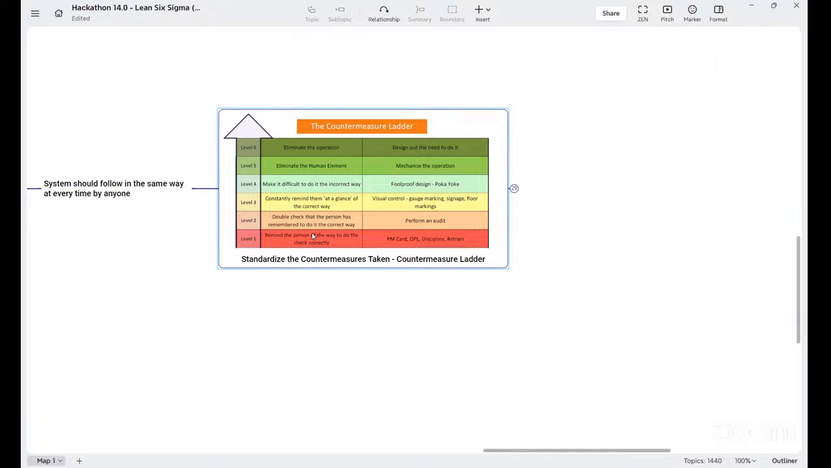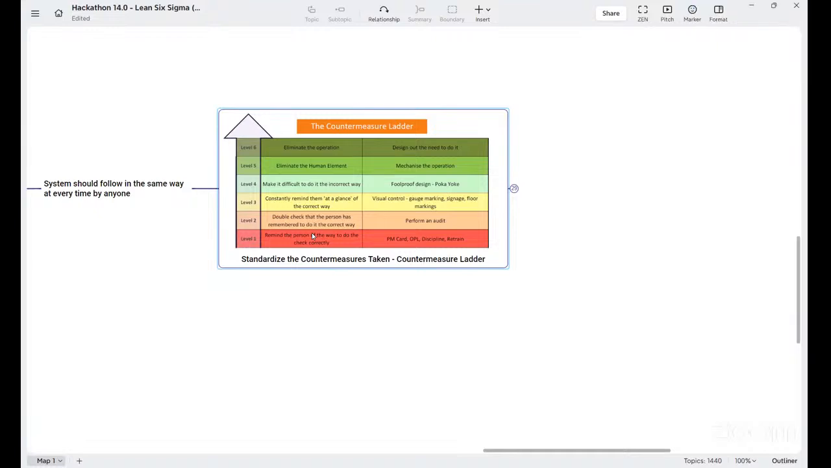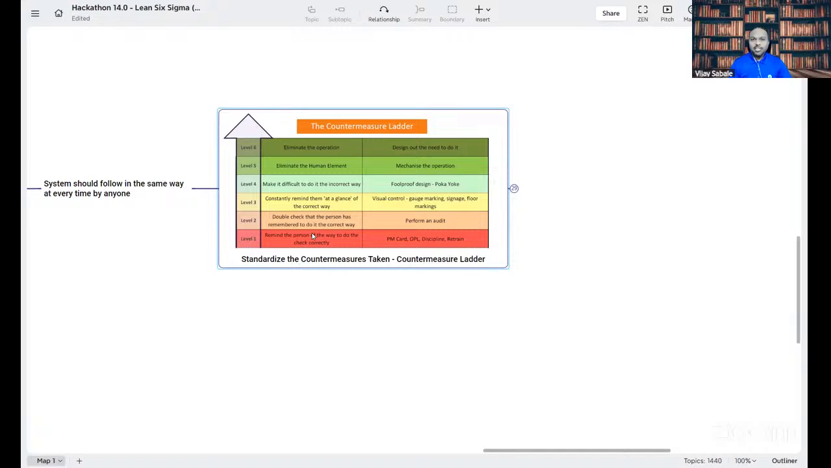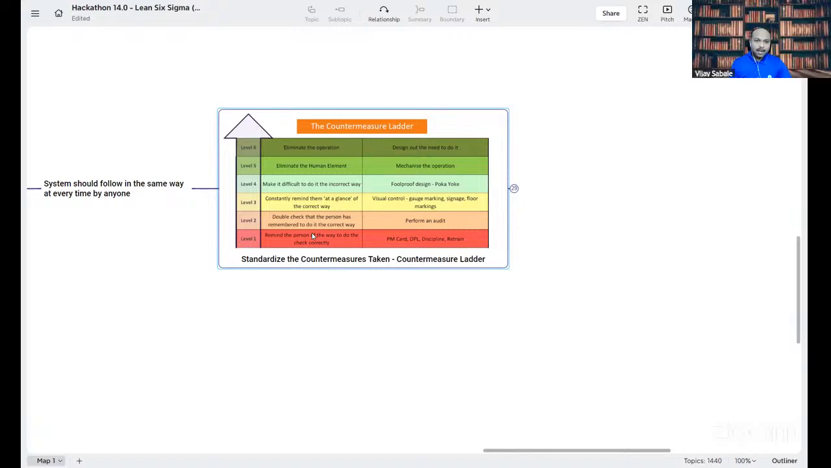See, level 4, level 5, level 6 countermeasures are not so easy that you can easily identify. Level 1, level 2, level 3 countermeasures, if you put some more stress on your brain, you will immediately come out of them, right? But as you approach the higher levels, level 4, 5 and 6, it requires a lot of thinking, a lot of systematic approach. Now let's think about what will be the level 4.